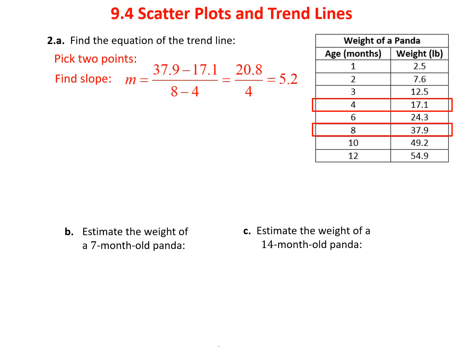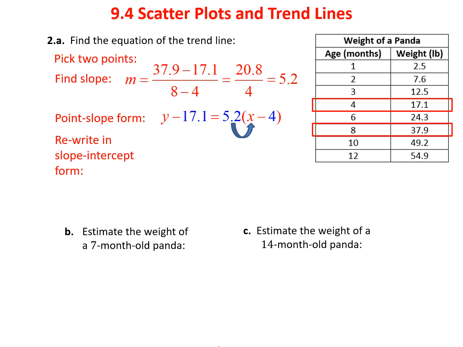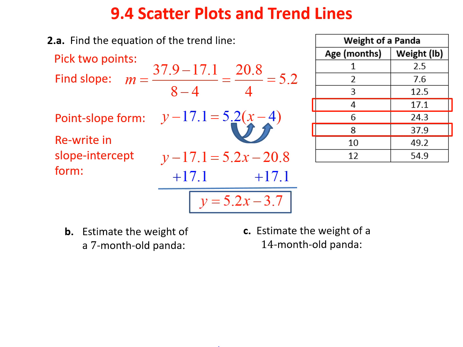Next, let's put that slope and one of the points into the point slope form. So I chose the first point simply because it's smaller numbers. There's my y1 and my x1. And now I have it in that form, so let's solve it for y. I'm going to distribute here, and now undo the minus 17.1 by adding it to both sides, and I arrive at my equation, and this is the equation for my trend line.